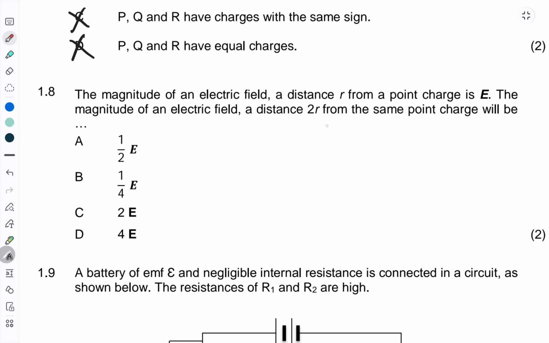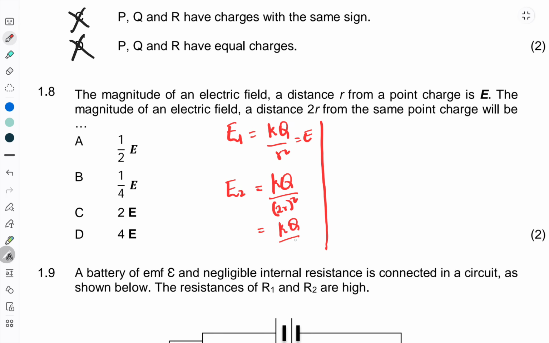We do the same thing we did before. We can say E1 is simply E, which is kq over r squared, because our r is simply r. Then E2 is kq over (2r) squared, and this will give us kq over 4r squared.